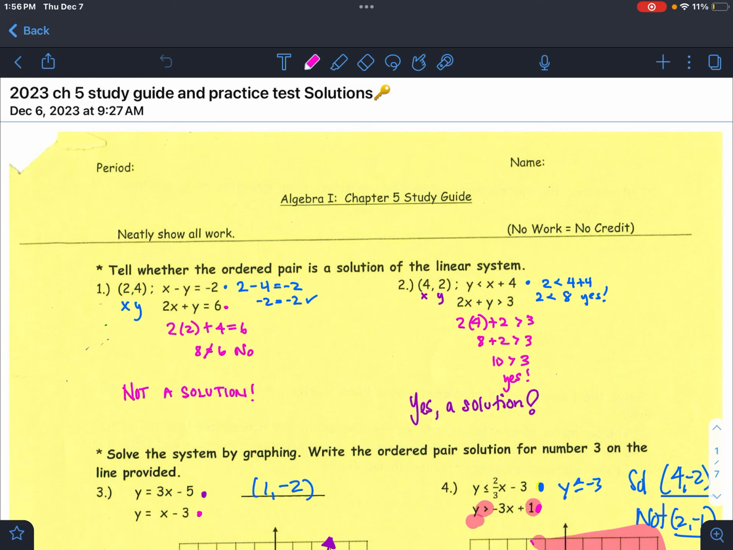Going over the study guide and the practice test solution set, right? So for my A-Day students, you take the test tomorrow. I have a surprise for you. Make sure you bring your study guide to class, okay?